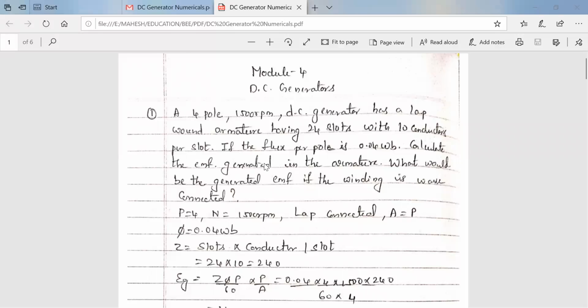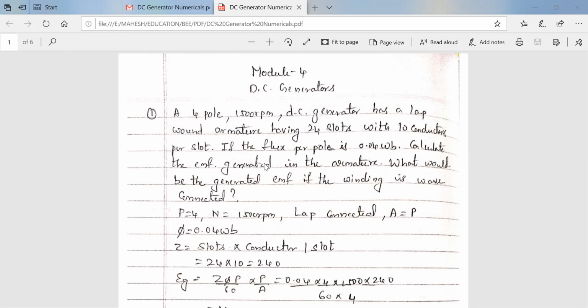Welcome to the session. Today in this session, we discuss the numerical examples on DC generator. We know the general EMF equation of DC generator. So that is given by E equals Z phi P divided by 60 into P by A. So by using this EMF equation, we'll see the numerical examples.